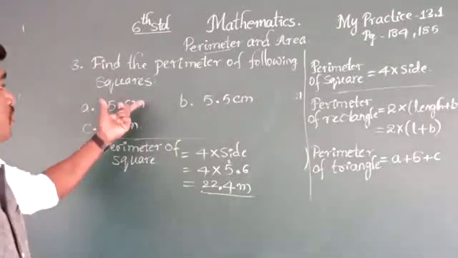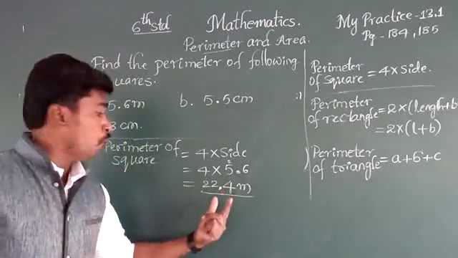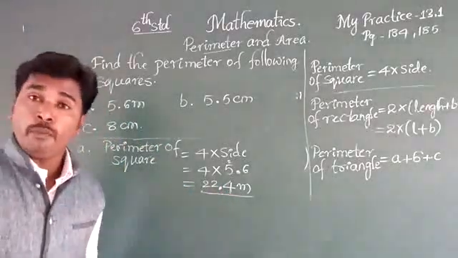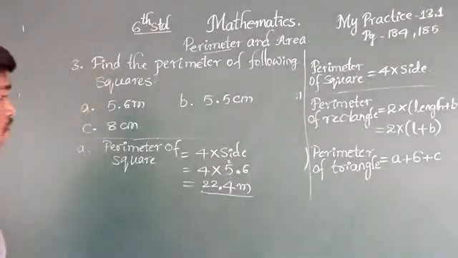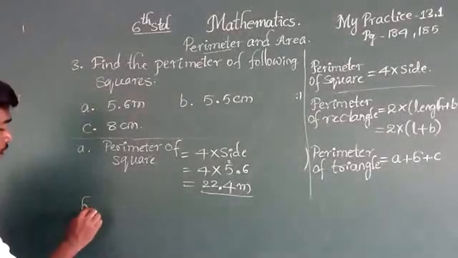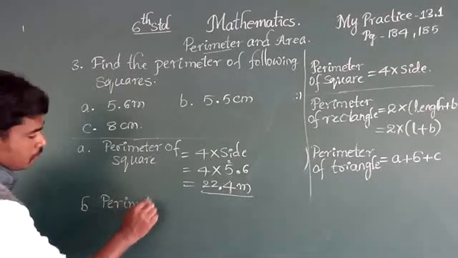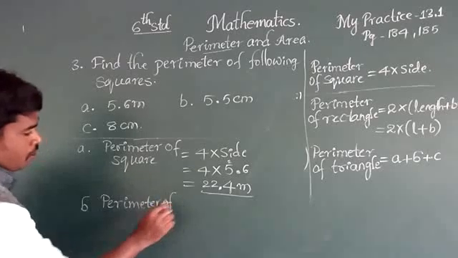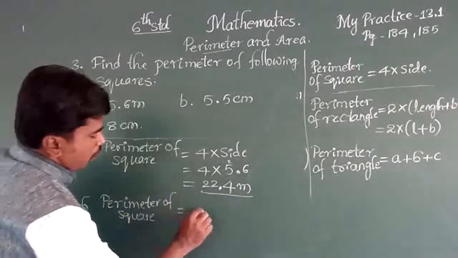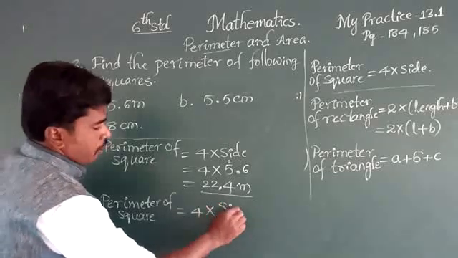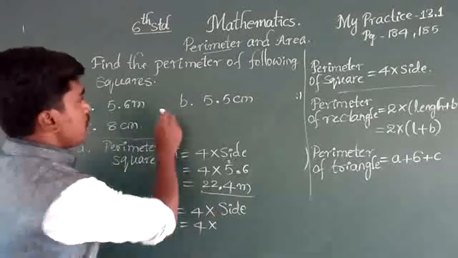The perimeter of the first square whose side is 5.6 meter is 22.4 meter. Do the second one by yourselves. So B, in the same way, perimeter of a square. What is the perimeter of a square? 4 into side. So 4 write it as it is. Side. What is the side, dear children?